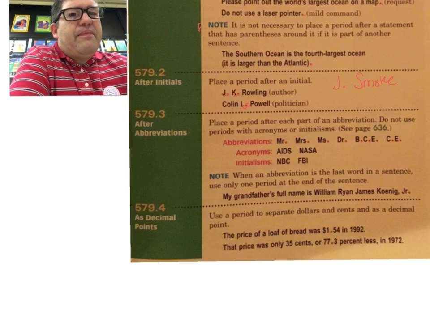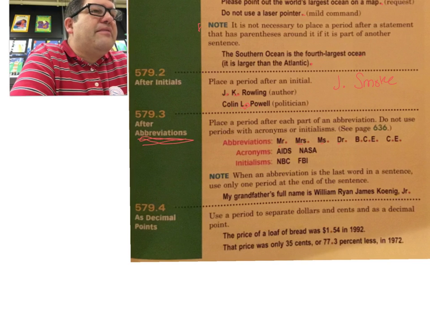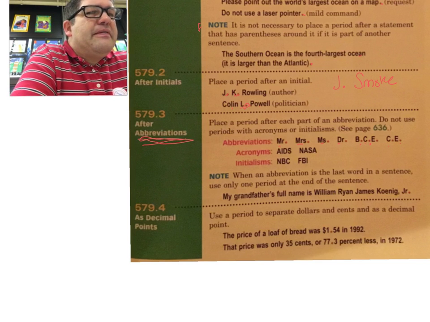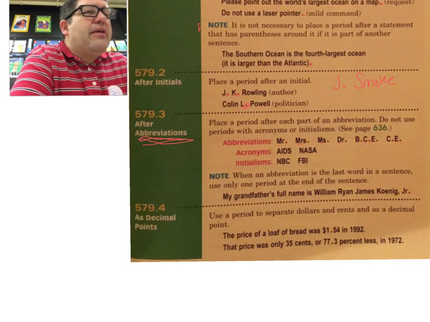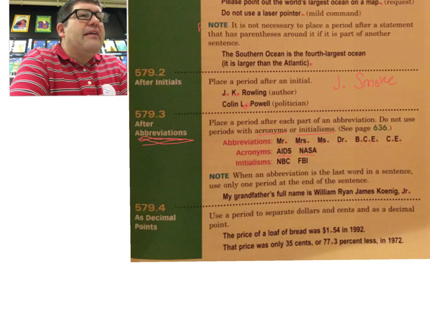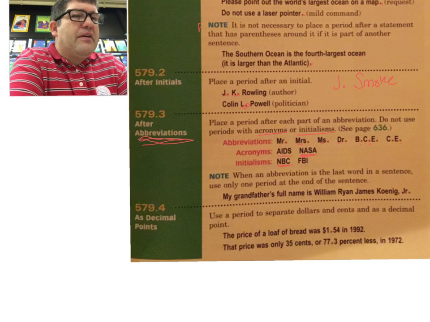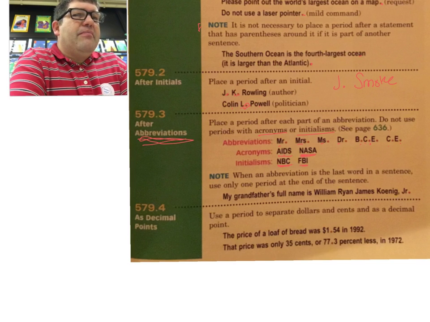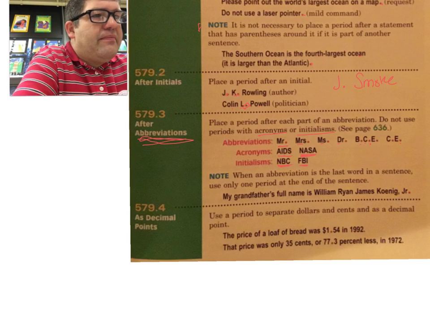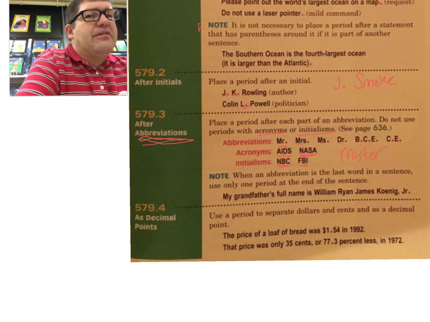All right, now let's go to the next one. After abbreviations. Now we're going to talk about abbreviations. So we have things like Mr., Mrs., Miss, Doctor, BCE, and we've been talking about that in social studies a little bit. CE. You have periods. Do not use periods with acronyms or initialisms. So an acronym would be AIDS or NASA. It's not going to be N period A period S period A period. It's just NASA. And NBC, that's a TV network, you just say NBC or FBI. But when there are abbreviations like Mr., which is short for M-I-S-T-E-R, so instead of doing Mister, you do M-R, period, or Mrs., Miss, Doctor. Then you're going to use abbreviations.